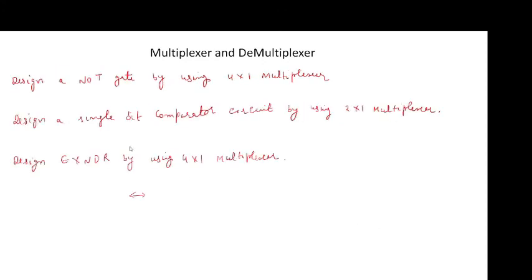Now there are some problems which you have to solve. You have to design a NOT gate by using a 4x1 multiplexer, and design a single bit comparator circuit by using a 2x1 multiplexer. And the third problem is to design an exclusive NOR gate by using a 4x1 multiplexer. Thank you.